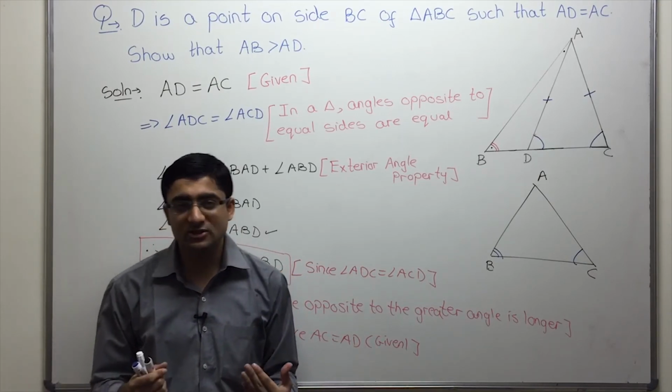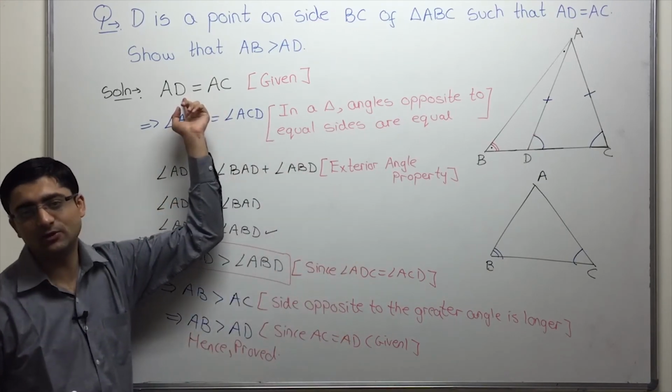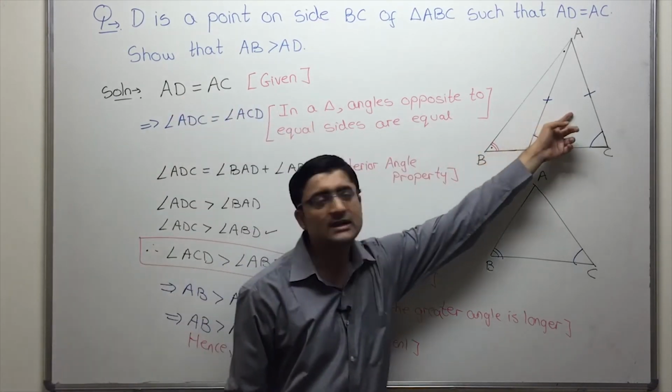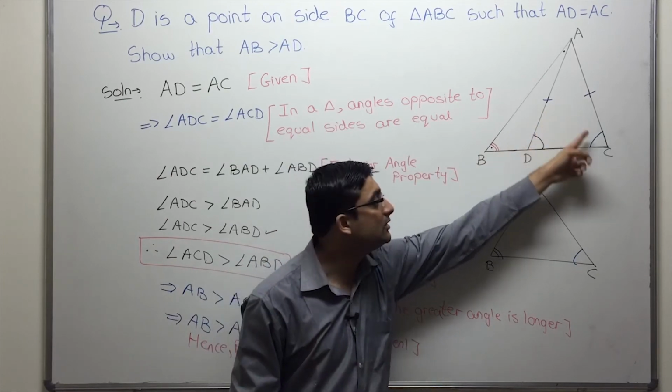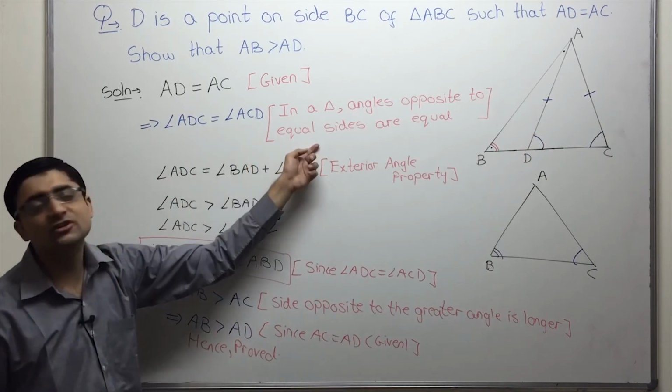Now how do we go about this question? Always begin with what is given to you. So what is given to us? AD is equal to AC. The moment you see two equal sides in a triangle, mark the opposite angles equal. So these two angles are equal. So angle ADC is equal to angle ACD. Mention the theorem over here.